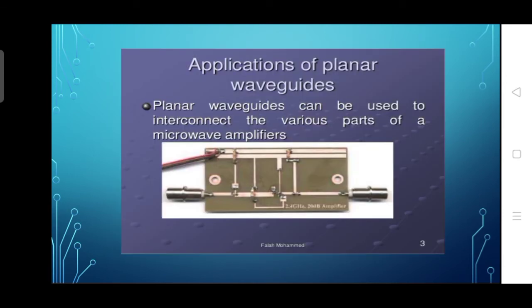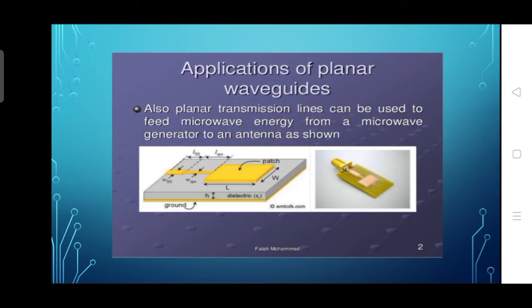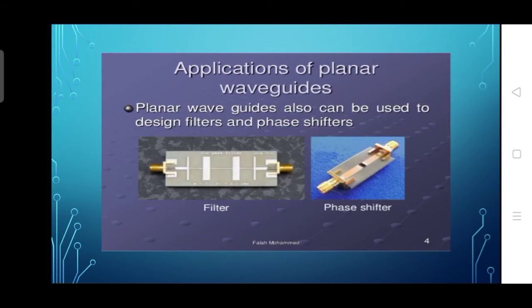So, applications of planar waveguides. Planar waveguides can be used to interconnect the various parts of microwave amplifiers. So in the image, there is a microwave amplifier. Also, planar transmission lines can be used to feed microwave energy from a microwave generator to an antenna, as shown. And another, planar waveguides can also be used to design filters and phase shifters. The first image is the filter and the second image is the phase shifter.